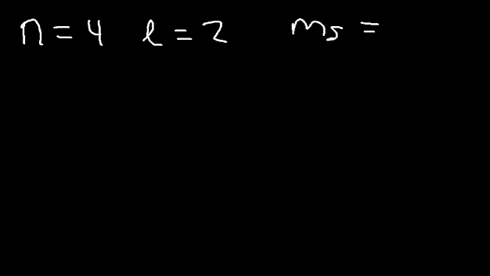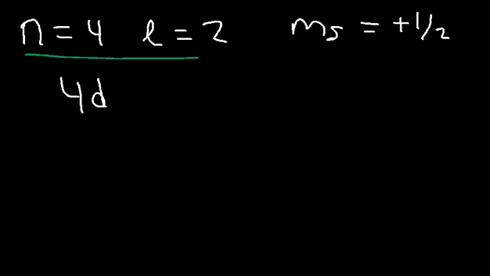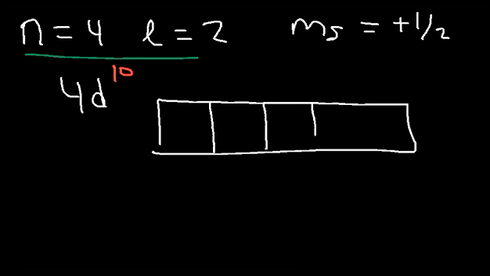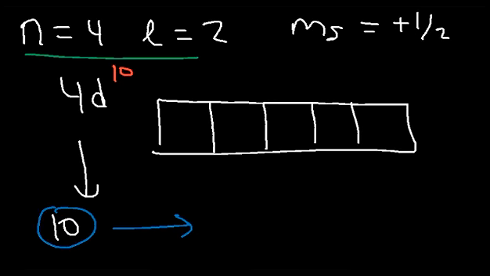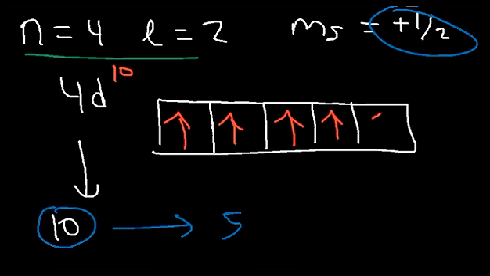Now, how many electrons can have the following quantum numbers? So if we focus on n and L, L is 2 for the d sublevel, so we have the 4d sublevel. And we know that d can hold up to 10 electrons, because d has 5 orbitals. So if d can hold up to 10 electrons, half of those 10 electrons is going to have the up arrow of positive a half. So the answer must be 5. So it's going to be 1, 2, 3, 4, 5.